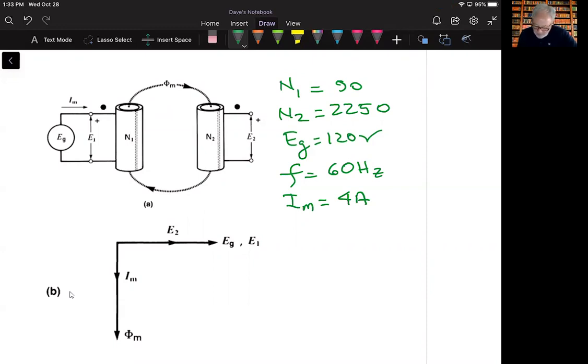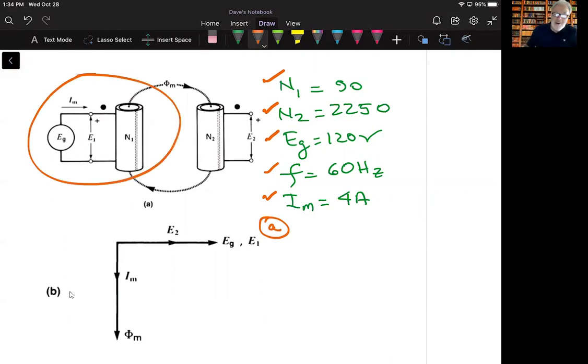The not quite ideal transformer has 90 turns on the primary side, and it has 2,250 turns on the secondary side. It's connected to a 120 volt source at 60 hertz frequency and has a magnetizing current of 4 amps. He asks, what is the effective voltage across the secondary terminals? We have equations that work for the primary side, but we've never really had to deal with something like this, because the secondary side has nothing connected to it. There's no source.